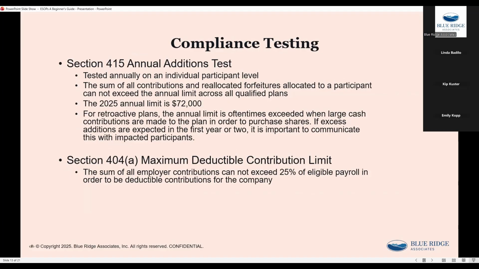So a lot of times in the name of the test, we'll use the code section. So the annual additions test is part of the Internal Revenue Code section 415. But to think about it more by the name of the test, the annual additions test covers annual additions to any qualified plan sponsored by the company. So typically you've got a 401k and then you establish the ESOP.